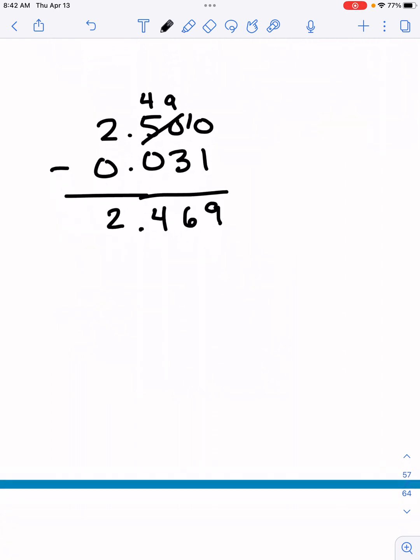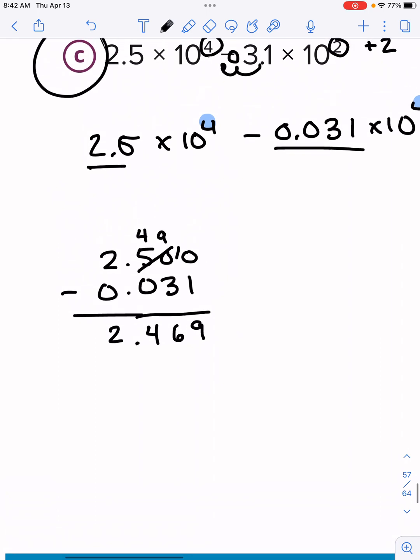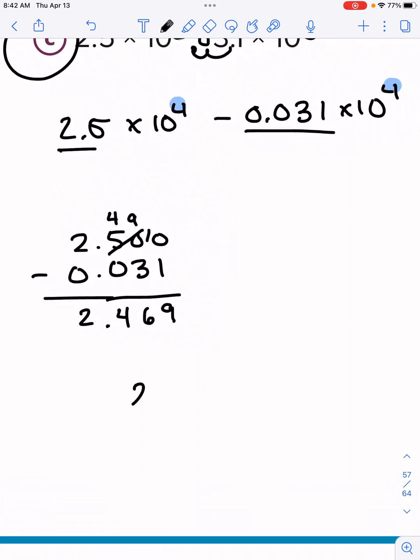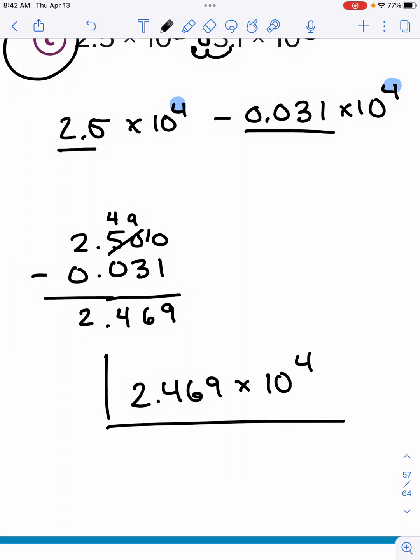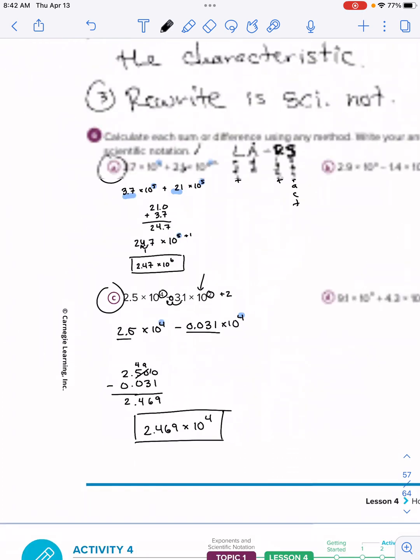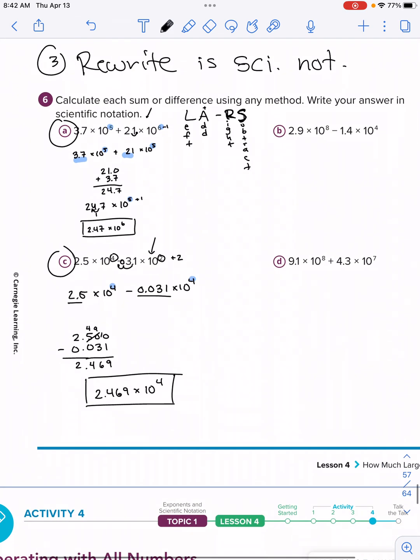Okay. This is a number in between 1 and 10. So we write our final answer: 2.469 times 10 to the 4th power. We don't have to rewrite since it's in between 1 and 10. So good. All right, I'll leave the next problem for you for B and D.